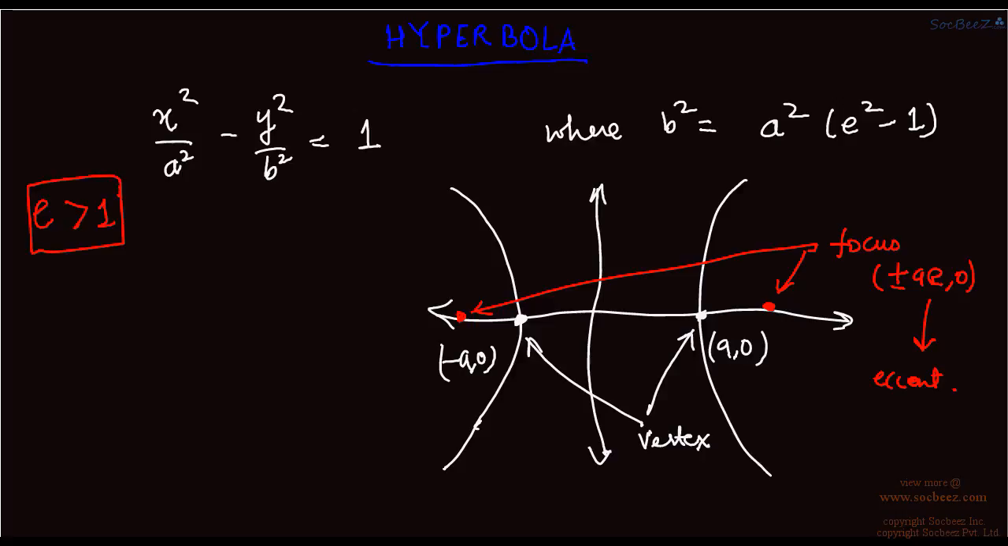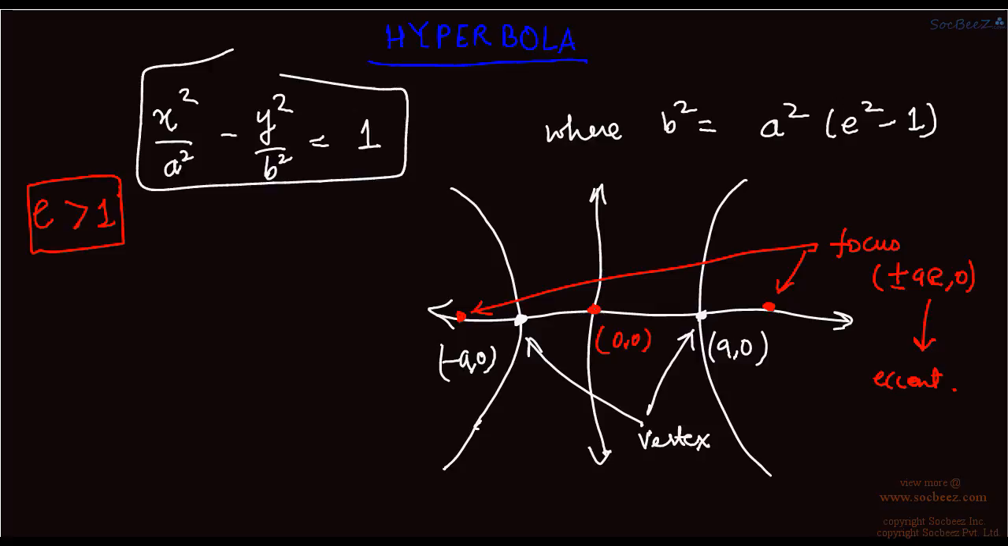This is the main point of hyperbola. If it is less than 1, then it will be an ellipse, and if it is equal to 1, then it will be a parabola. So that's why. Now this is the origin 0 comma 0. Fine. Now we'll see the main points about hyperbola.